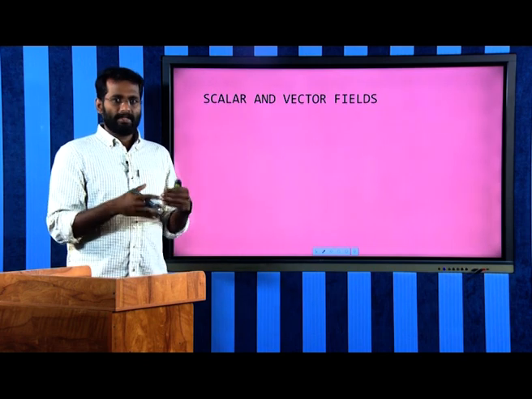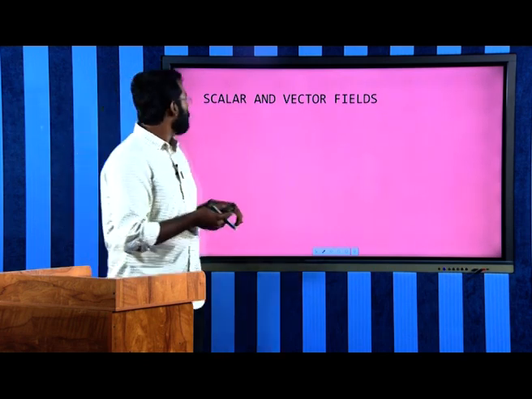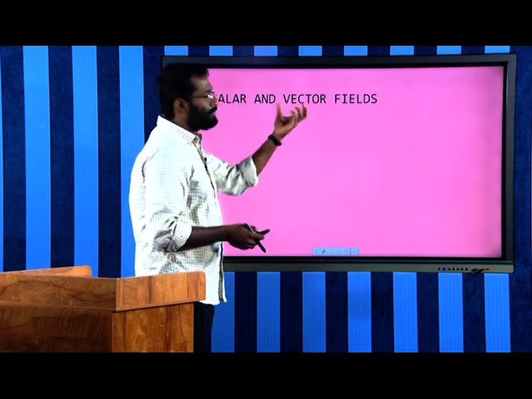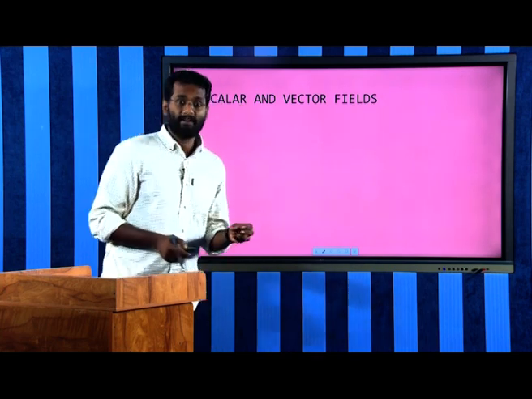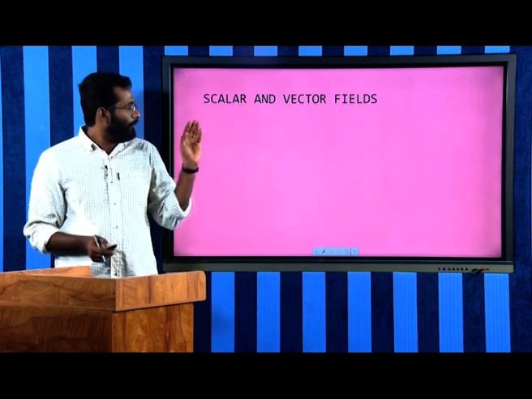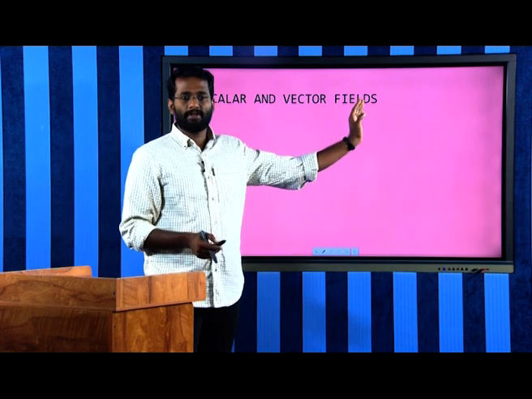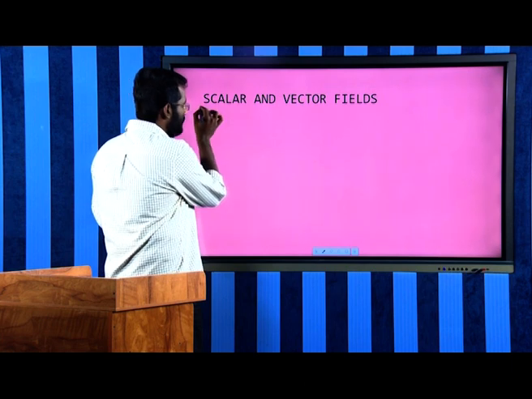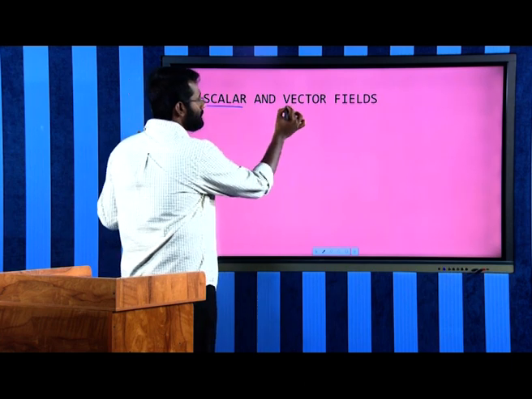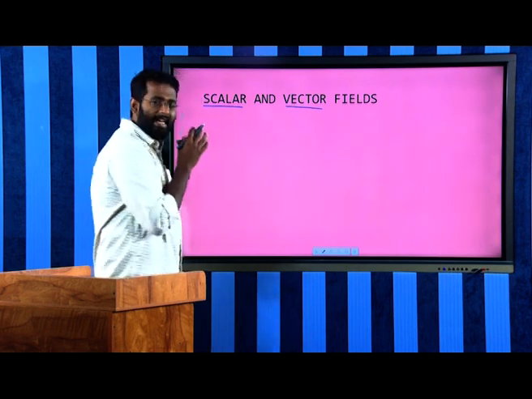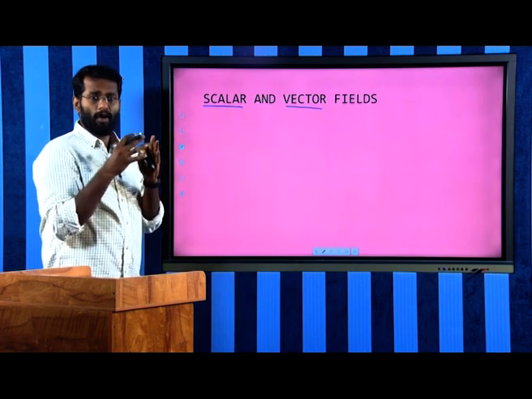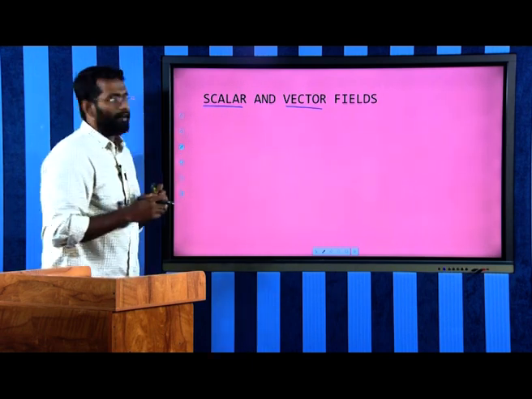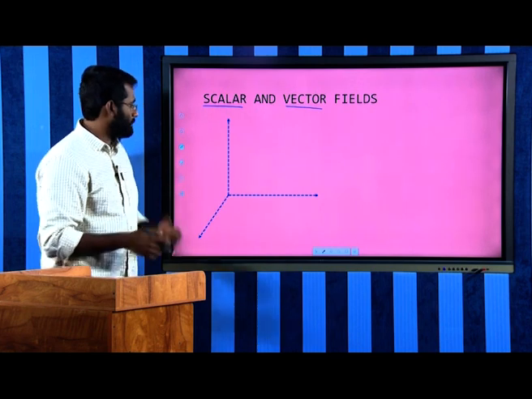Now in physics and mathematics in particular, there are two kinds of fields, called scalar field and vector field. I already told you it is a distribution of a quantity. In physics there are two kinds of quantities: the scalar quantity and the vector quantity. If a scalar quantity is distributed over space, then it is called a scalar field. So let me explain it more.